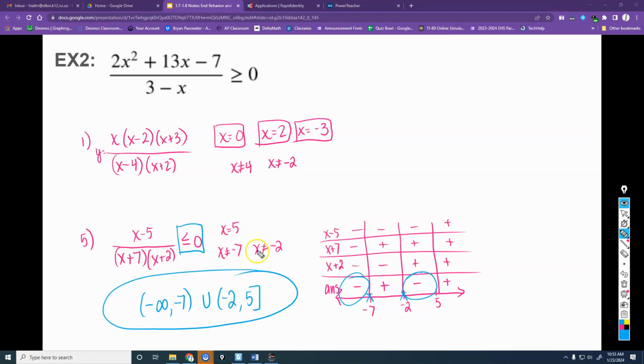Same thing for negative 2. Negative 2 plus 2 would give us a 0 in that bottom. It came from the bottom, so you cannot use a bracket for it. 5 is okay because it came from the top. You can have zeros in the top. You cannot have zeros in the bottom. And again, you only have to consider it if there's an or equal to sign there anyway. If it's a less than or a greater than sign, you just use parentheses for everything.